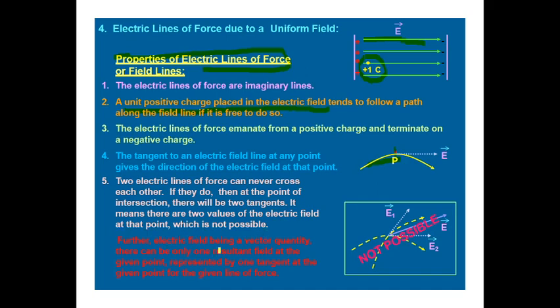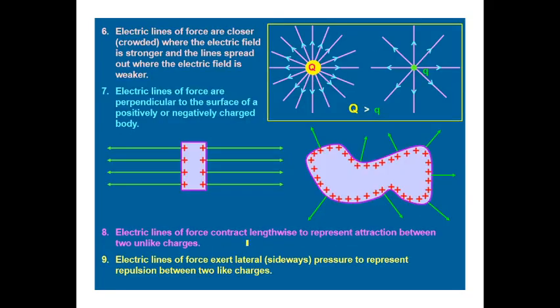Further, electric field being a vector quantity, there can be only one resultant field at a given point. At one point there will be only one resultant field and only one direction. But if electric field lines cross, then at that particular point there would be two directions of the electric field, which is not possible. This is the meaning.